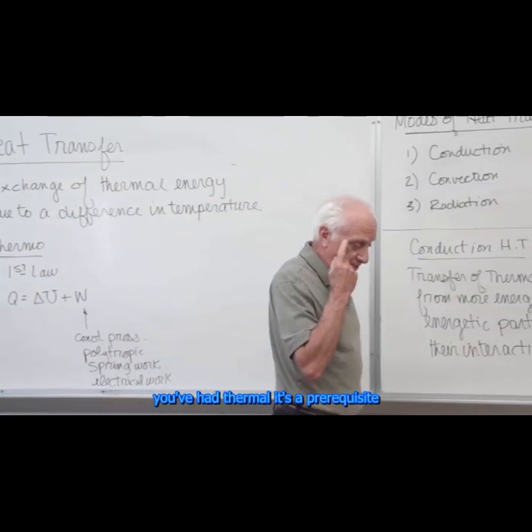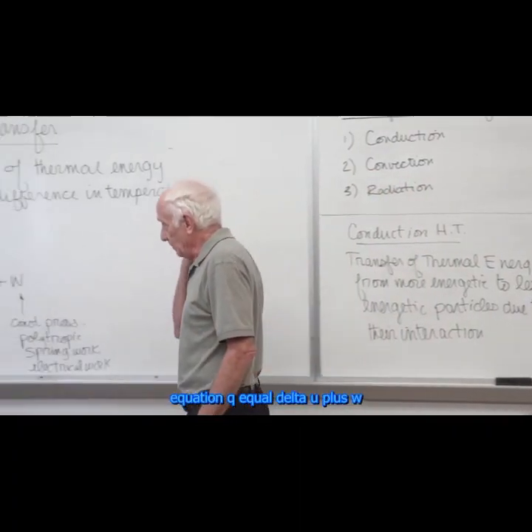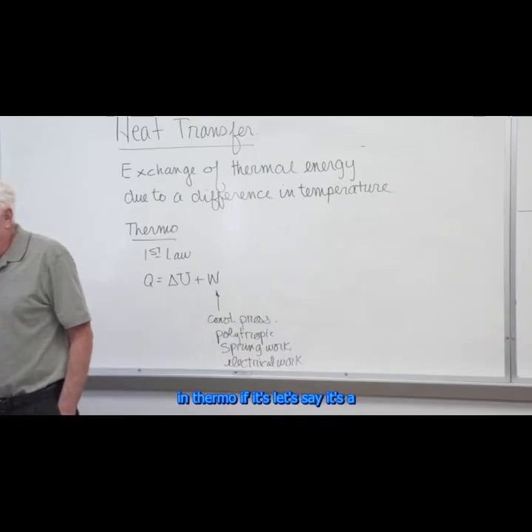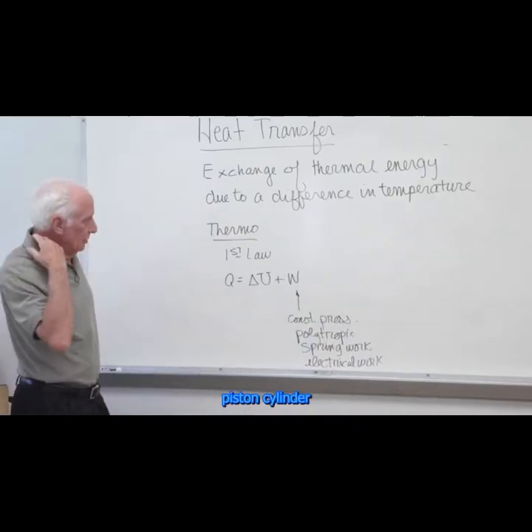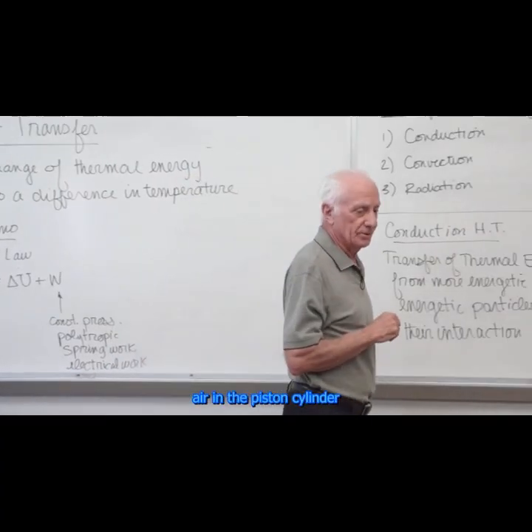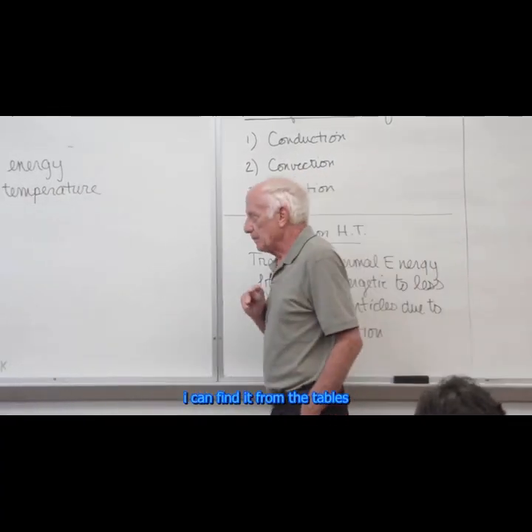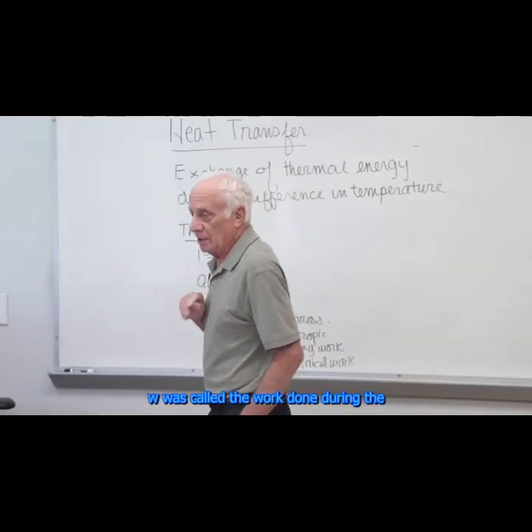Go back to thermal. You've had thermal, it's a prerequisite. This is the first law for a closed system. Equation, Q equals delta U plus W. In thermal, let's say it's a piston cylinder, you're taught how to find delta U. Give me some pressures and temperatures of air in the piston cylinder, and I'll tell you delta U. I can find it in the tables. W was called the work done during the process.